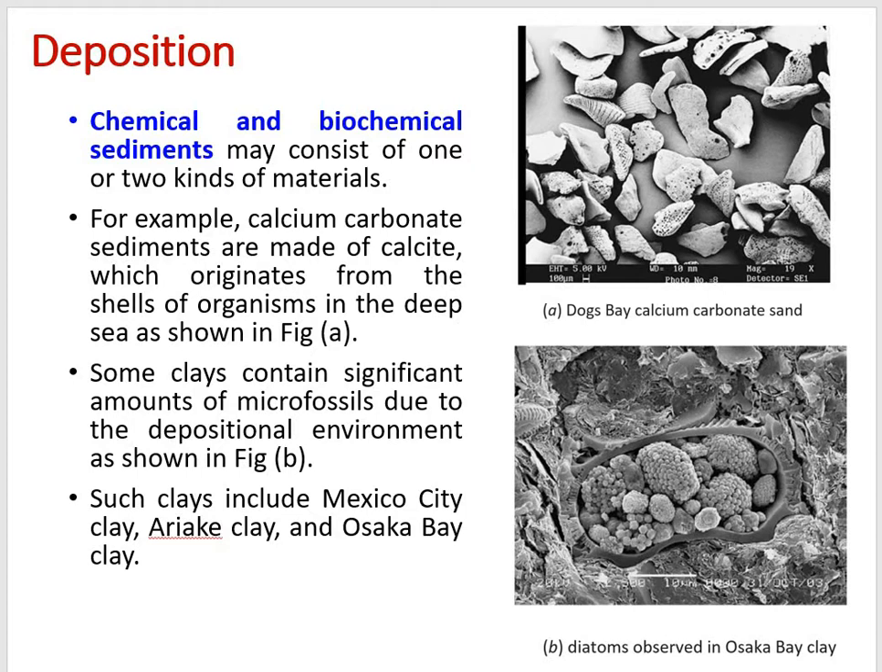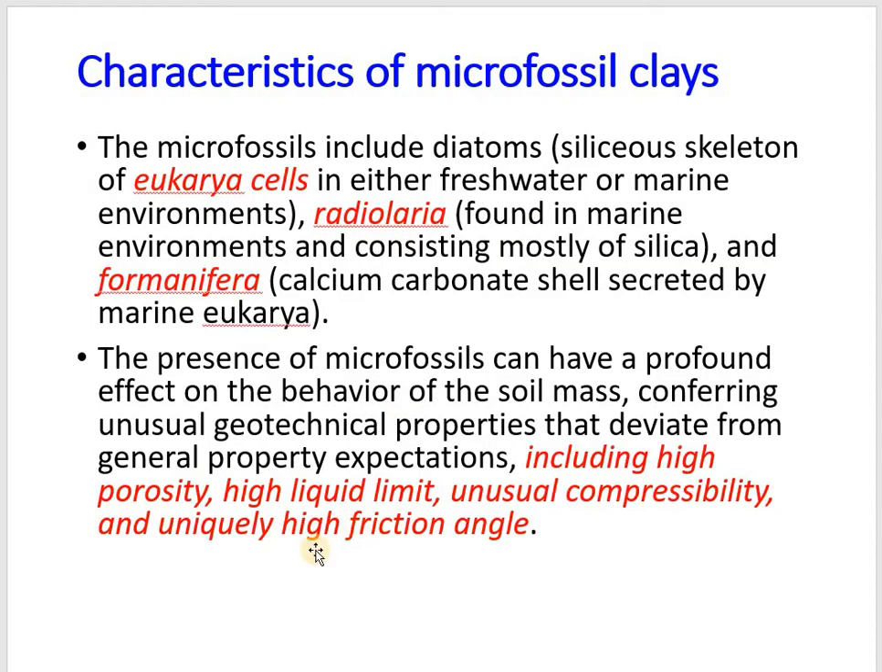That is one kind of deposit, and another deposit is from microfossils, which are present in significant amounts due to the depositional environment. Examples of such microfossil clays are usually found in Mexico City, Akita, as well as Osaka, and here in the figure you are seeing the Osaka Bay clay. Now moving on to the characteristics of these microfossil clays.